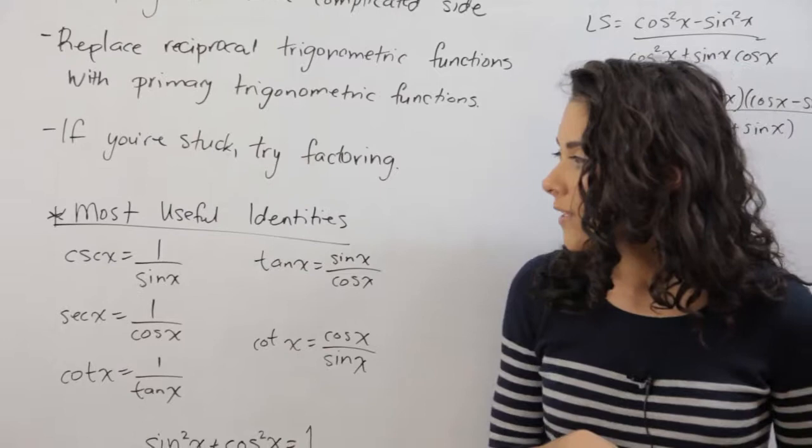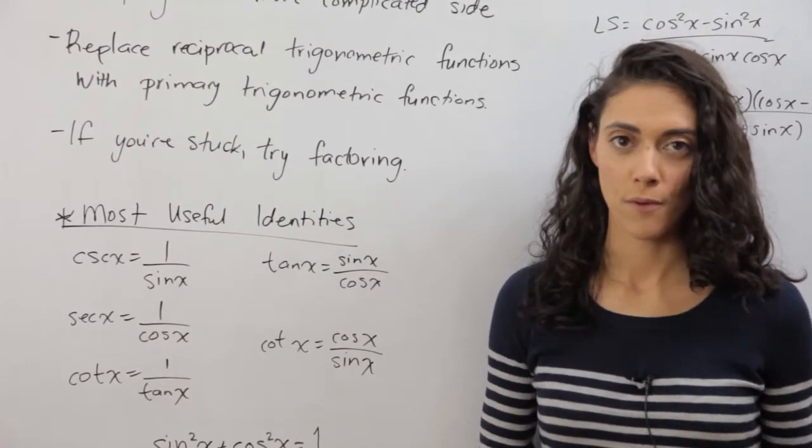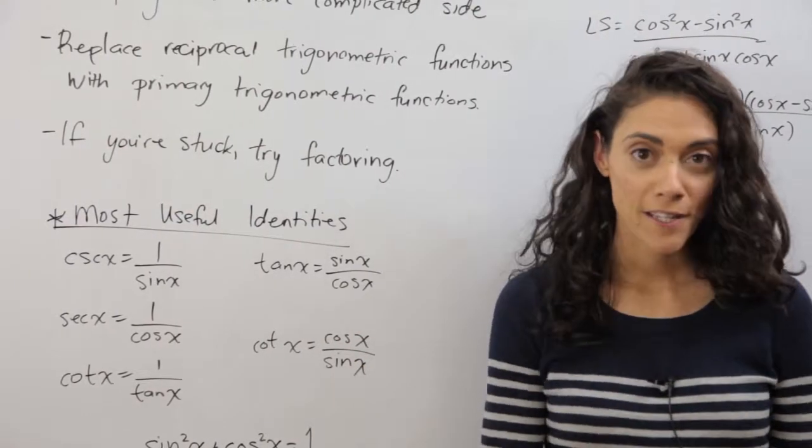These identities are the ones that come up most often. You're also going to use the compound angle formulas from earlier and the double angle formulas from earlier, but these are the key ones that usually get the job done. So let's try an example.